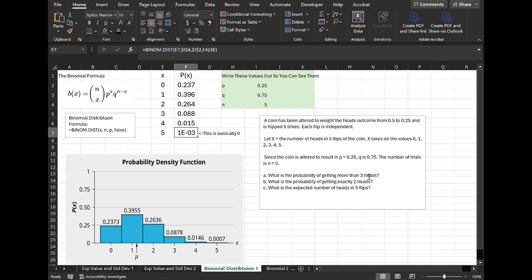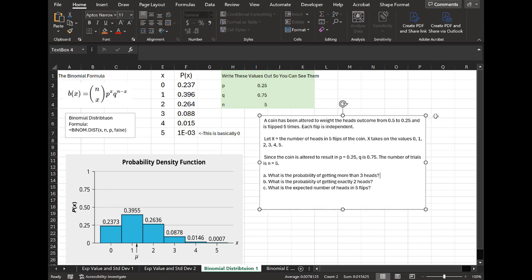So like, what is the probability of getting more than 3 heads? More than 3 heads would mean 4 or 5 heads, so you can just sum up those two values. And you can see that Excel does this automatic sum thing down here. So this is like a 0.0156 chance. I could enter that in, 0.0156.